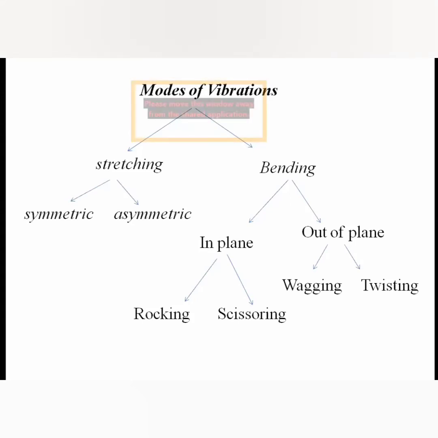Another, if ABC is a triangle, with the bottom portion B, C, and the top portion A, and its bond angle changes upon vibration, that type of vibration is known as bending mode of vibration. These are the two modes of vibration: stretching mode and bending mode.